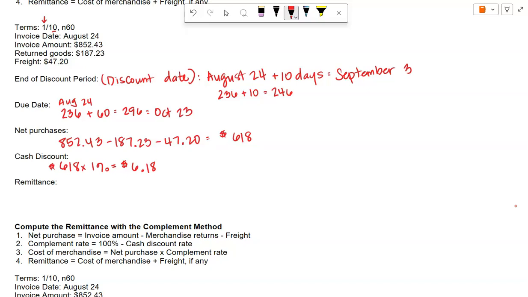As for our remittance, that's my net purchases minus the cash discount. And then we need to add back the freight because we don't get discounts on our freight. And that gives us $47.20. Okay. And this gives me a remittance amount due of $659.02.